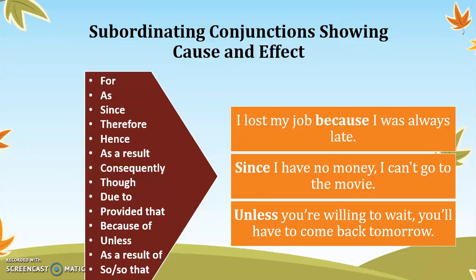we can understand there was a cause and effect. There are some other subordinating conjunctions used to show cause and effect, such as for, as, since, therefore, hence, as a result, due to, provided that, as a result of, and some others.